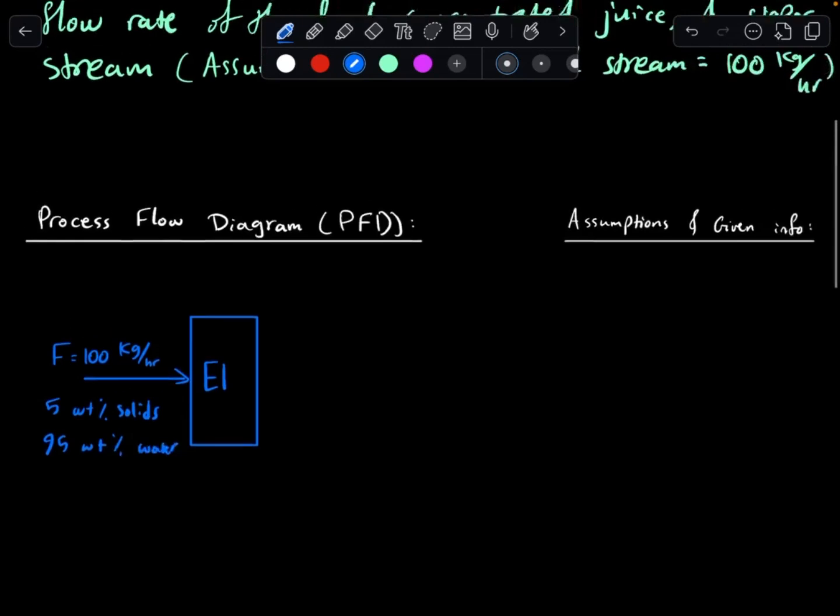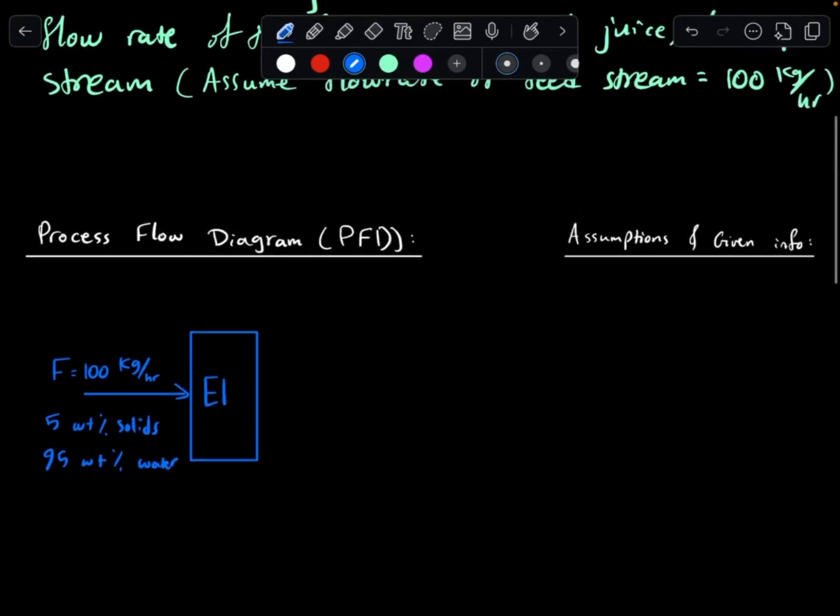The first stream is the vapor stream. And we know that it's a vapor stream, so it's purely water. It's 100 weight% H2O. And we also have our concentrated solid stream. Let's call it P. And it's 50 weight% solids, 50 weight% water.